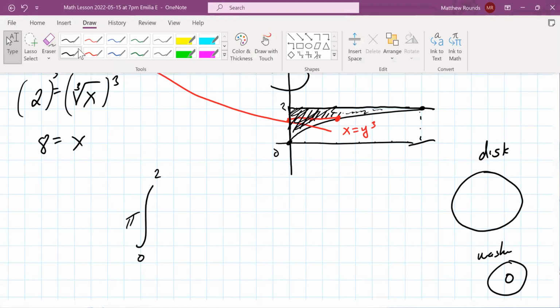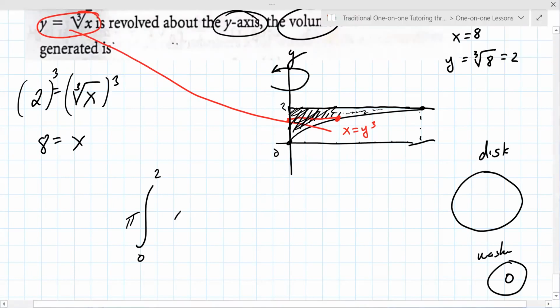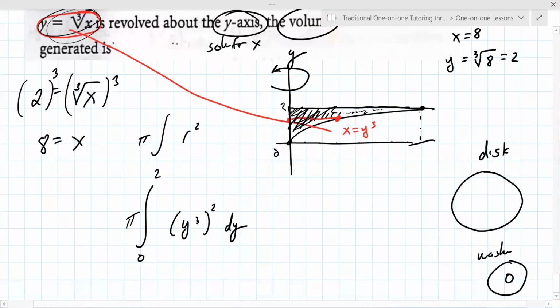Okay, so that is your radius. Your radius is this y cubed, squared. It's pi integral r squared dy. Y cubed squared, so you just got that because when you're going about the y-axis, you have to solve for x, because all the equations are flipped. x is in terms of y. Oh, so you just cubed both sides.